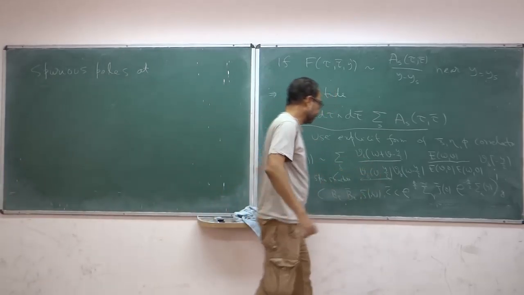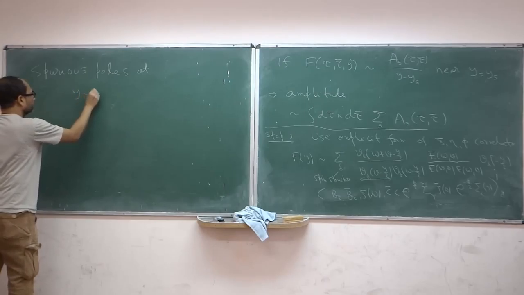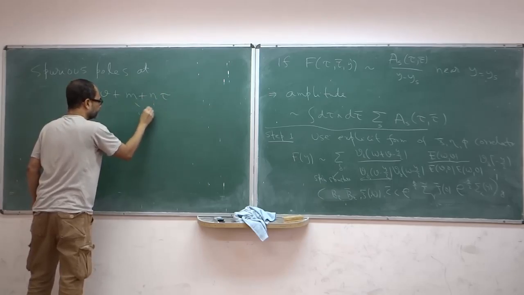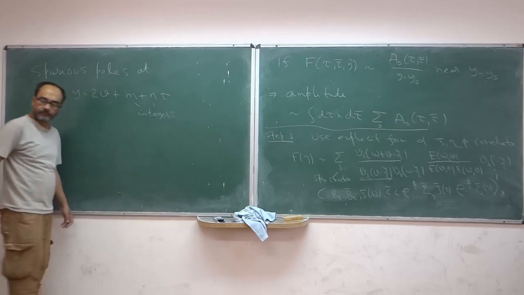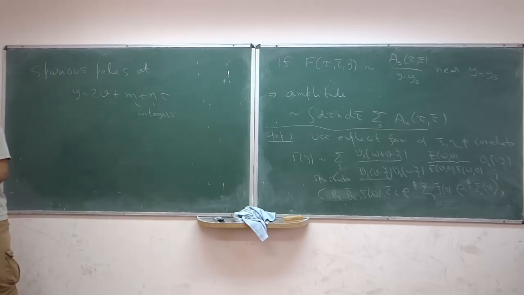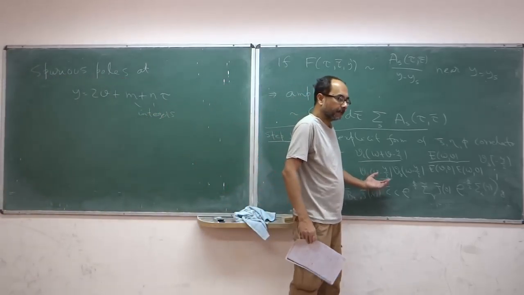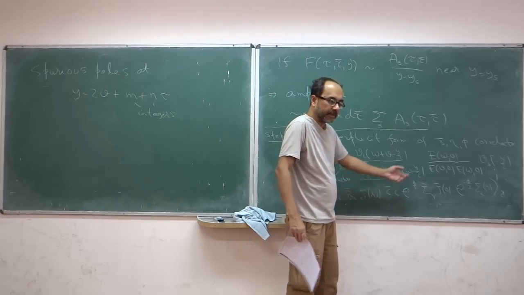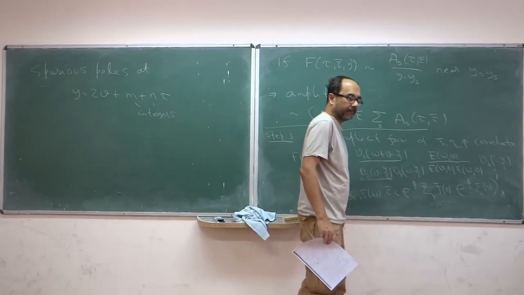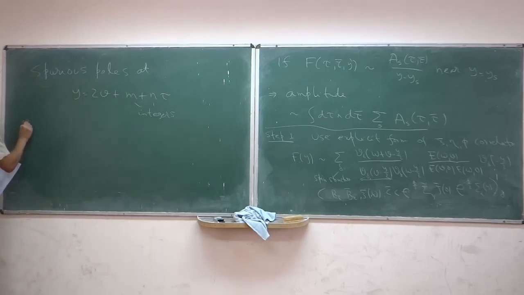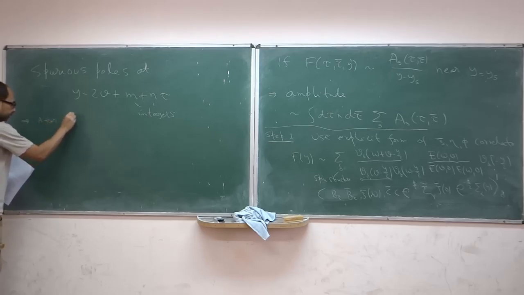When this vanishes, then this gives you y equal to v plus m plus n tau, but these are integers. Okay. So all you have to do now is calculate the residue at these poles. That essentially sets y equal to 2v plus the same plus n tau, and sum over them. Okay, and so after some manipulation, after some algebra, one finds that you can re-express this.